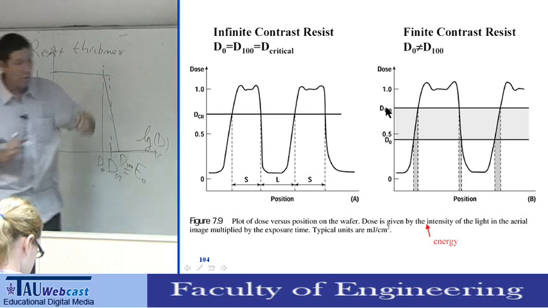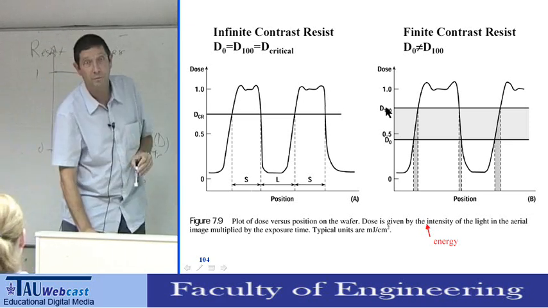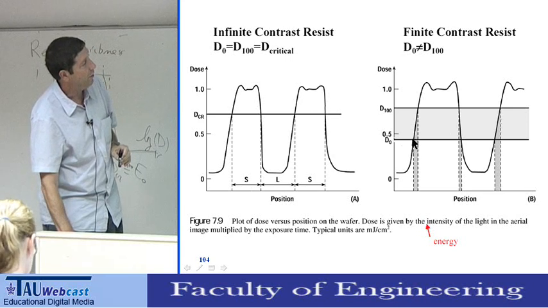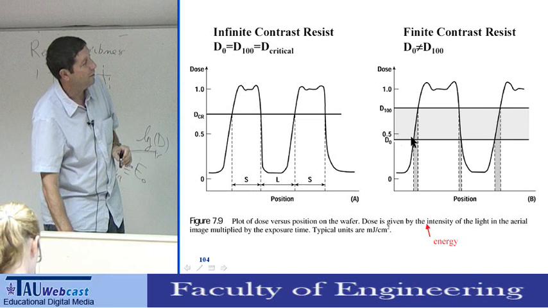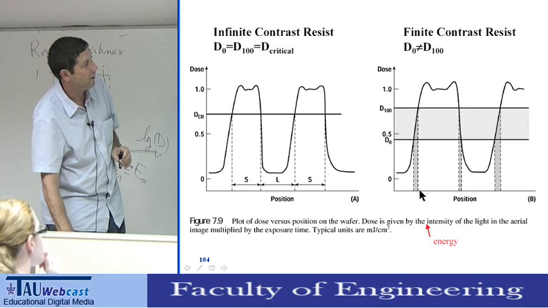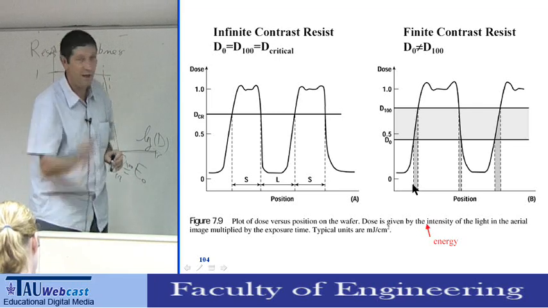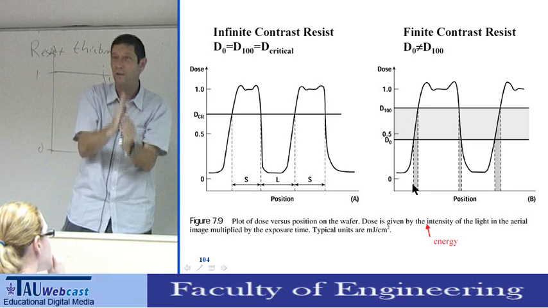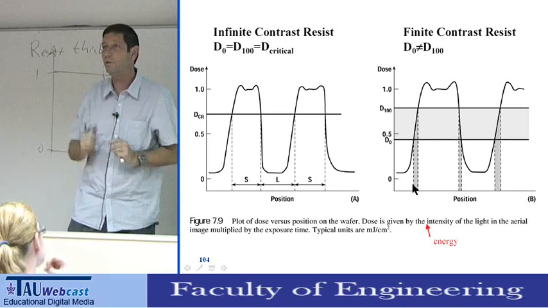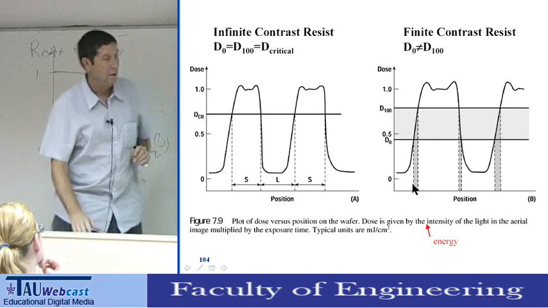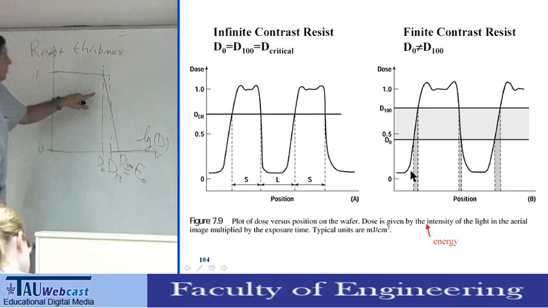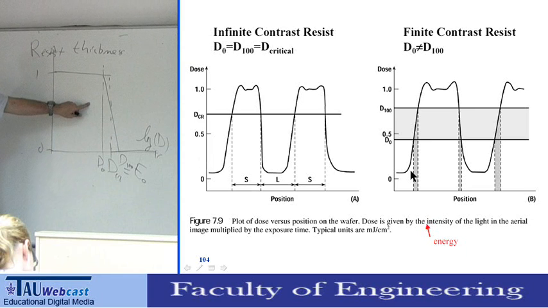So if I look at this curve, what happens here? Now, if this is D0, here we start to remove the resist. This is D100, because we remove all the resist. So the edge of the resist is not infinitely thin. We have some transition between the bottom and the top of the photoresist. We have a slope. So the higher the contrast of the photoresist, the better the quality of the line.